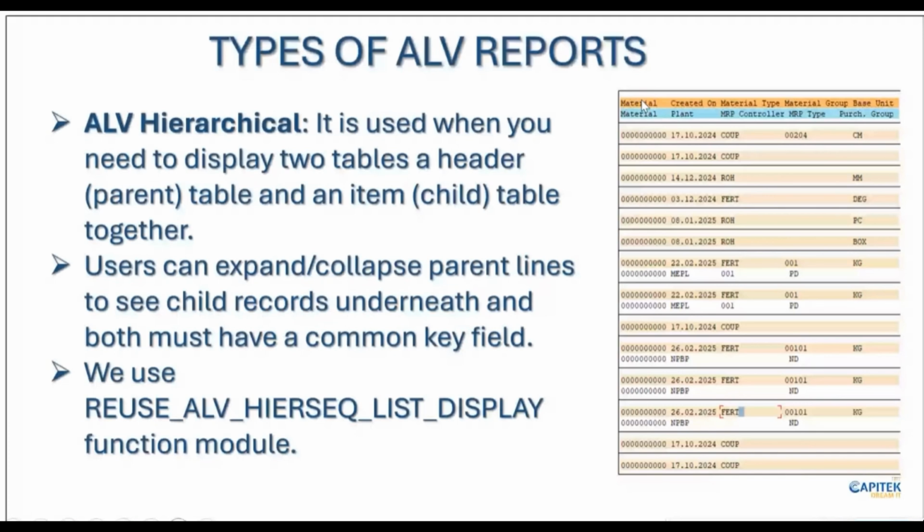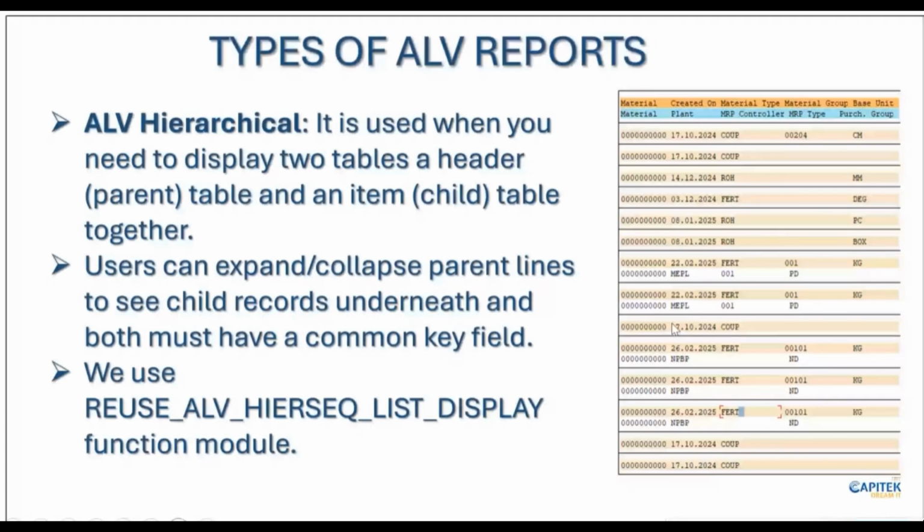The first row, if you see, has a different set of data. The second row, if you see, has a different set of data. So it means the first row here belongs to the parent table, and the second row belongs to the child table. So the output looks similar to this in the case of the ALV hierarchy, right?